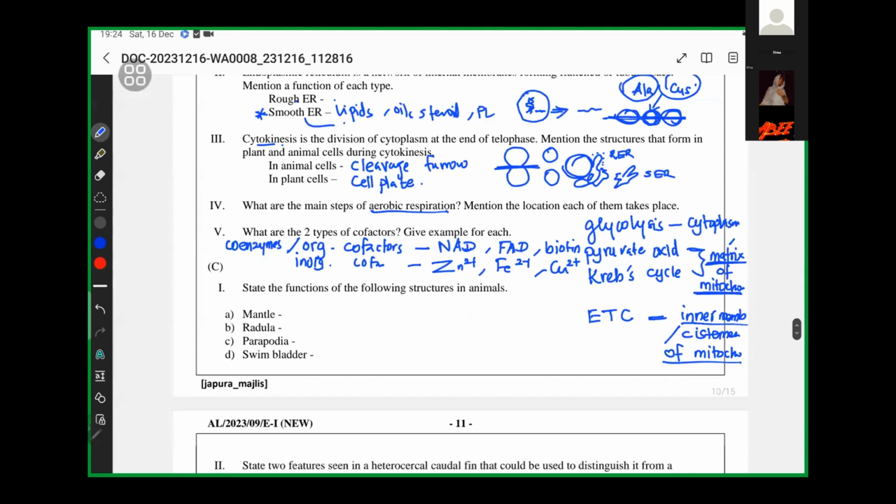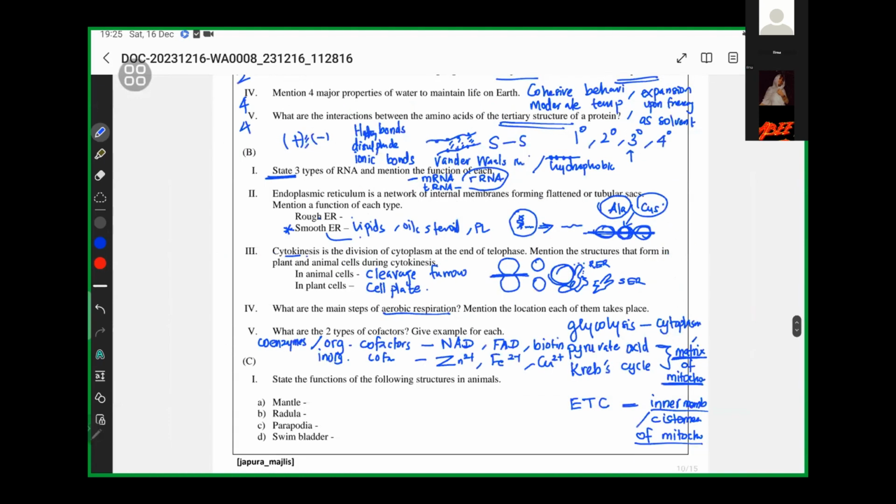Guys, if you have any doubts, please unmute yourself and ask me, because I'm not able to see the chats in the middle.